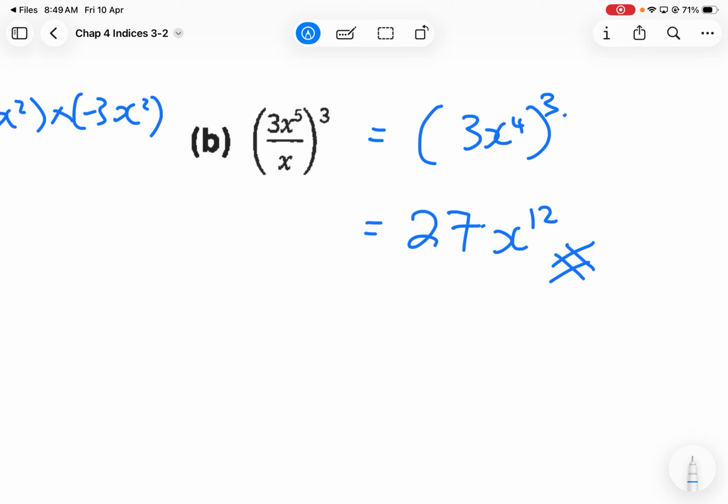Then after that, I want to put this whole thing to the power of 3, so this whole thing is multiplied by itself 3 times. Your 4 is not a number by itself, so you cannot take your 4 and multiply it by 3 to become 12.